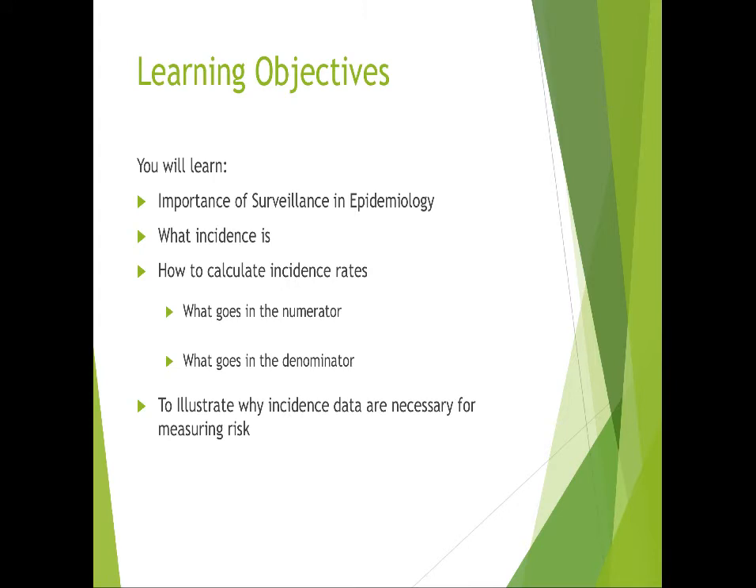So let's go over the learning objectives for this week. We're going to talk about surveillance in epidemiology. Your book talks a lot about surveillance. We're going to talk about what incidence rates are, and specifically different types of incidence rate: cumulative incidence rate, incidence density, and so on and so forth.